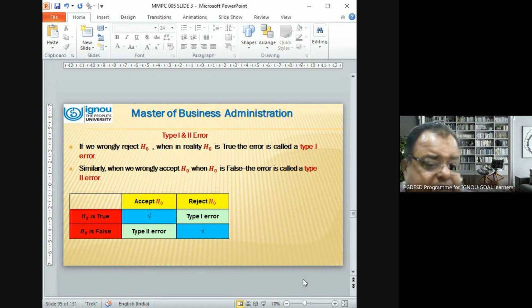You can see what this means. Above is the statement, and in the lower part of the slide it is drawn in the figure. If H naught is true and we reject H naught, it is type 1 error. But if H naught is false and we accept it, that is a type 2 error.